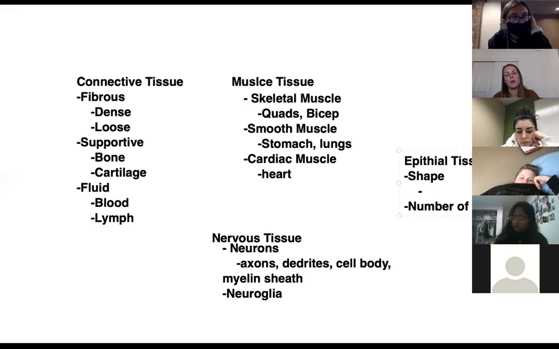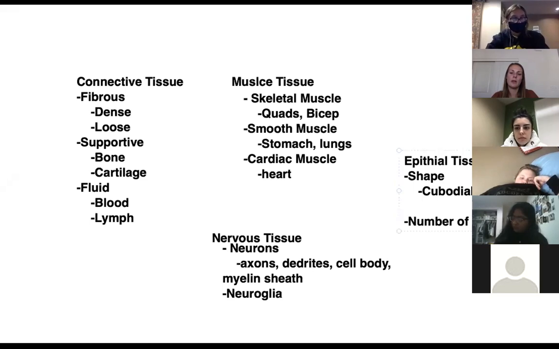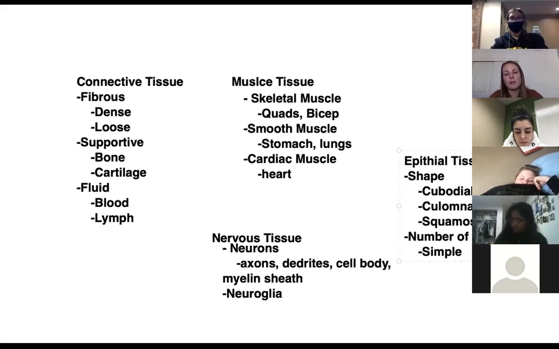First is the shape. It can be cuboidal, it can be columnar, and it can be squamous. I probably spelled those wrong, and I apologize. I'm just trying to briefly review. And the number of layers, it can be simple, it can be pseudo stratified, meaning it kind of looks like it's going to have 2 layers, but it's not, and then stratified.